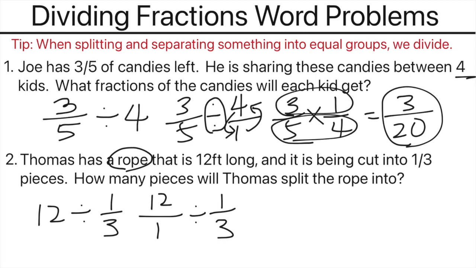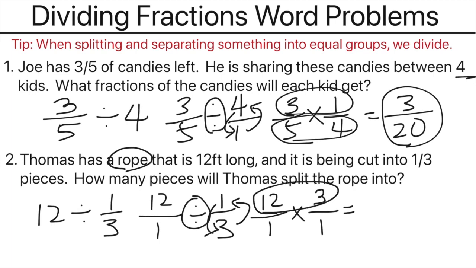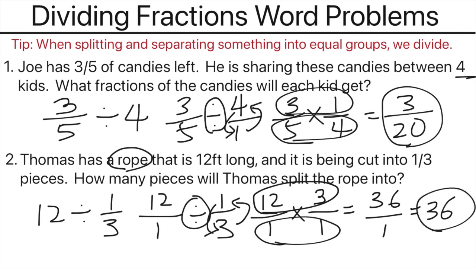The next step is to divide the fractions by using keep, switch, and flip. So 12 over 1 is what we keep. Then the division will become multiplication. And then we will flip the fraction to 3 over 1. And now we can multiply across. 12 times 3 is 36. 1 times 1 is 1. So that means there are a total of 36 pieces, which Thomas will split the rope into.